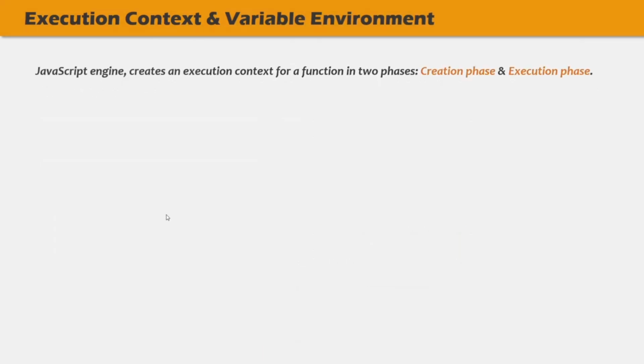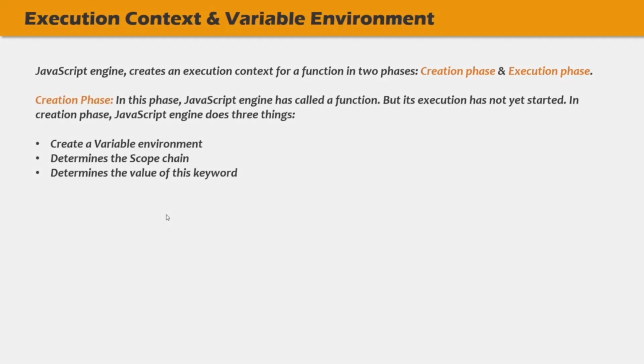Now the JavaScript engine creates an execution context for a function in two phases: the creation phase and the execution phase. In the creation phase, the JavaScript engine is in the compilation phase, and it just scans over the function code in order to compile it. The code is not executed in the creation phase. Now, in the creation phase, the JavaScript engine does three things. First, it creates a variable environment. Then it determines the scope chain, and it also determines the value of the this keyword.